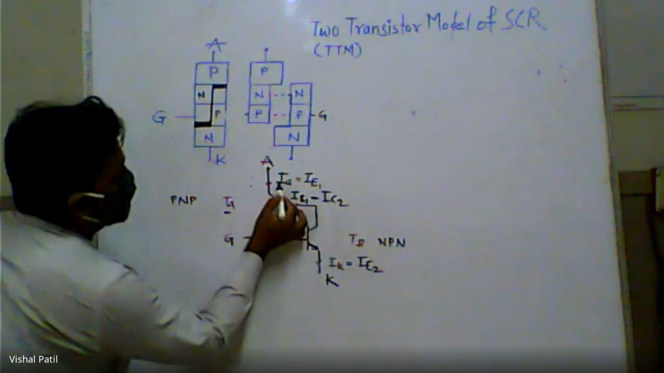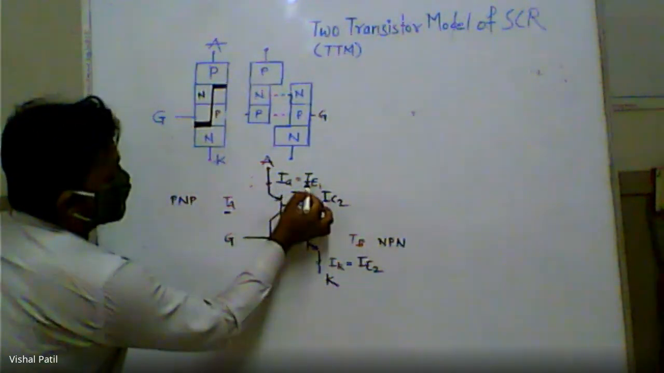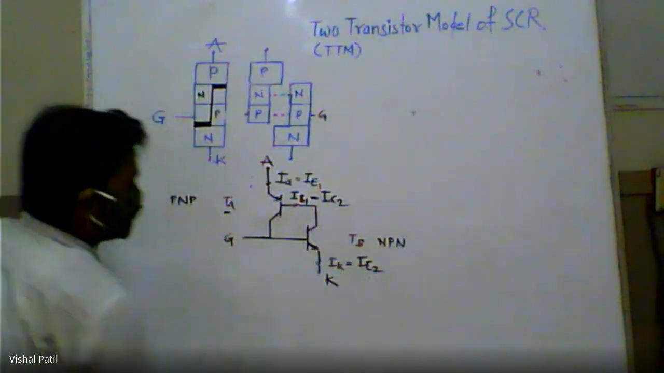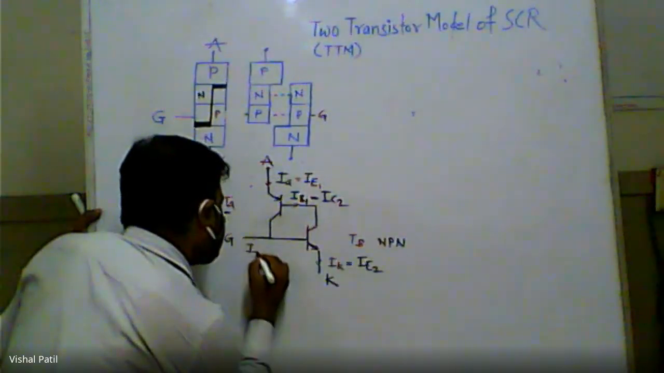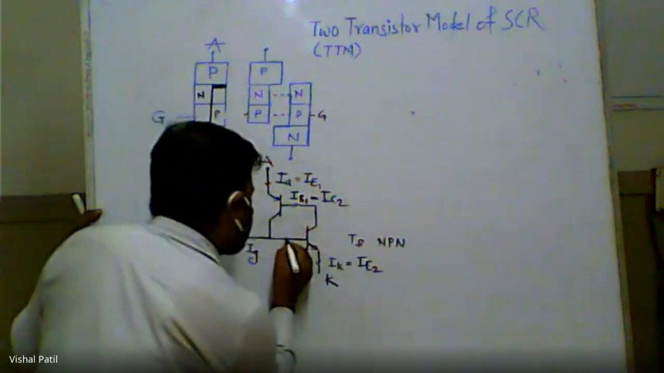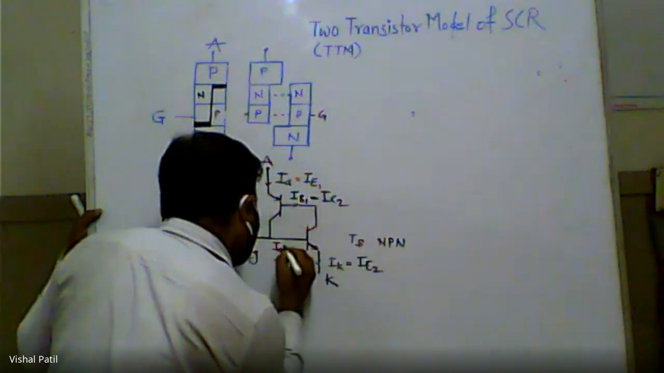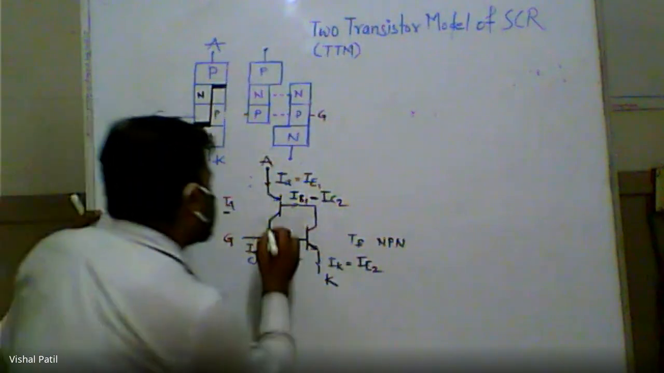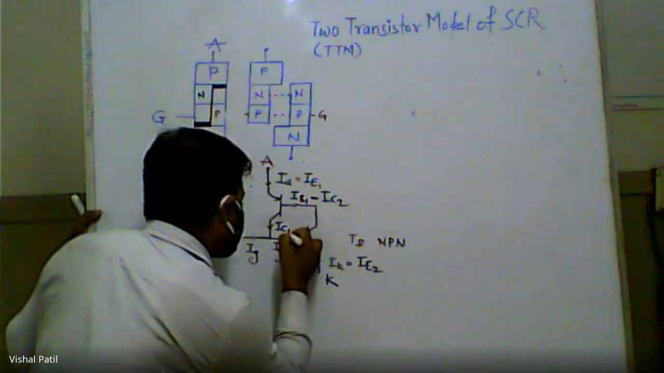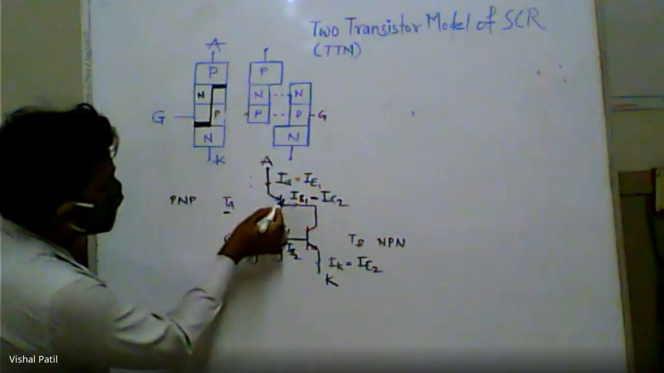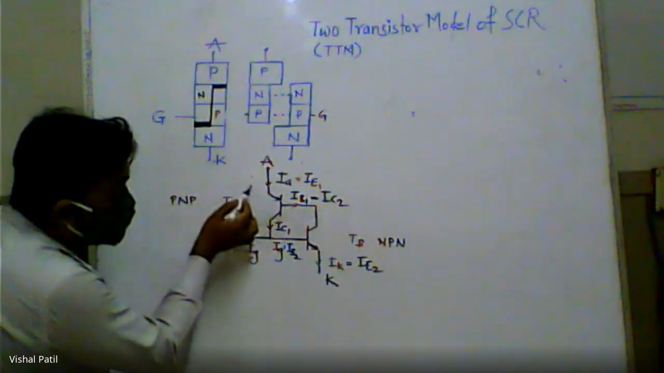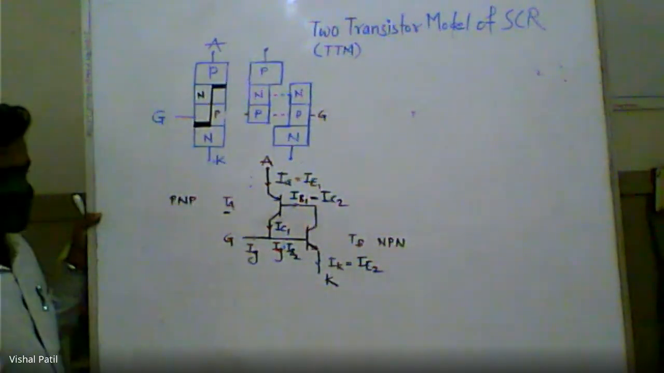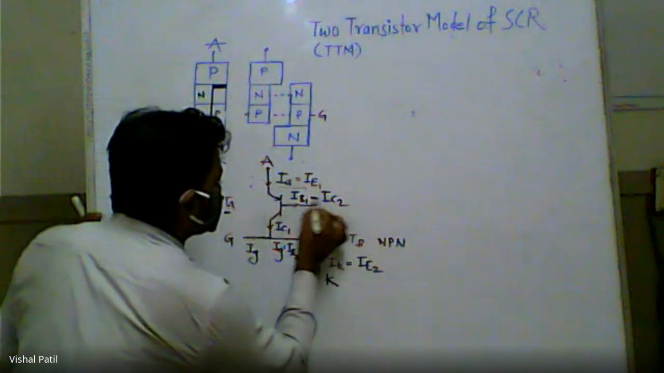Initially I have written that the anode current is equal to the emitter current of the first transistor, and the cathode current is equal to the emitter current of the second transistor. Now here this current is current IG. Here you can write IG is equal to IGT, because it is the base current of the second transistor, and this one is IC1, because this is the collector. So we have emitter, base, collector in the first transistor, and collector, base, emitter in the second transistor, and we can put equivalence between these currents.